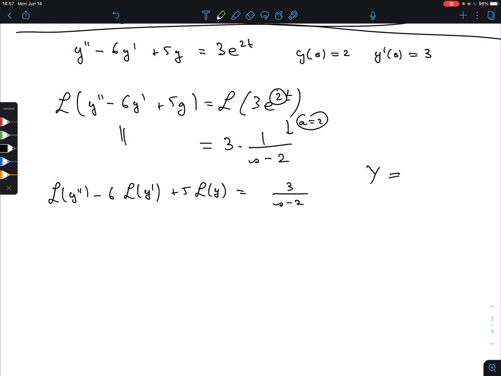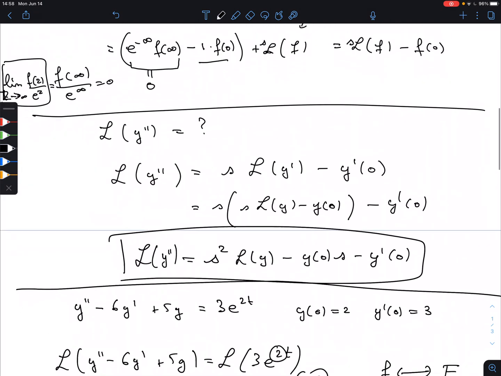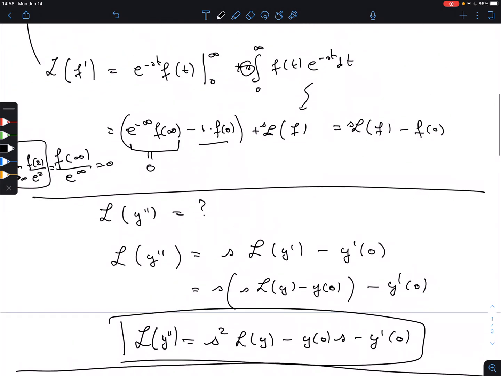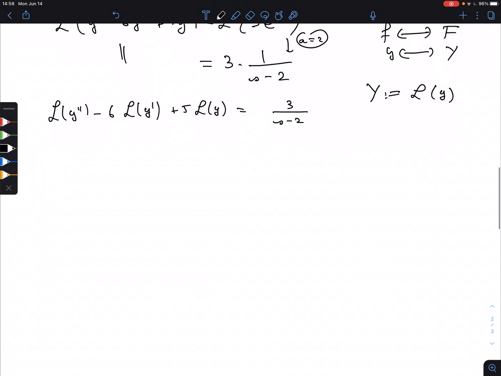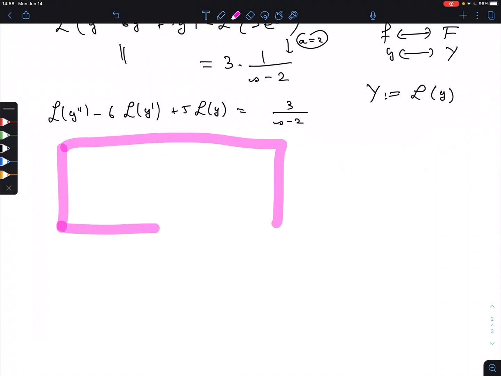I'm now going to introduce a new variable that I'm going to call capital Y, that is the Laplace transform of little y. Remember, we have f, and the Laplace transform is often denoted by the same letter in capital version. So I'm doing the same thing here: y corresponds to capital Y. But capital Y is something we don't know yet. And so now we can use our 2 formulas. I'm going to repeat them here and box them. These are the 2 formulas that we will need.